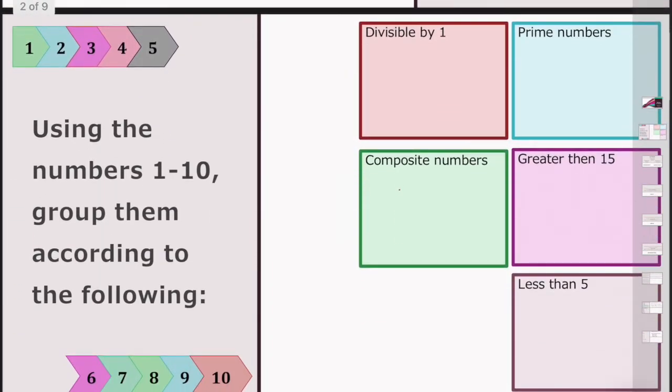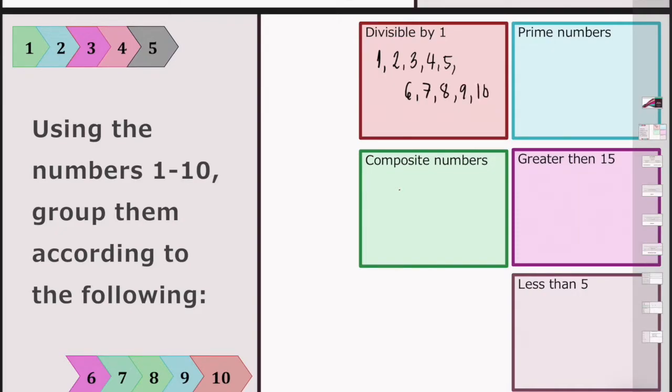So, using the numbers from 1 to 10, group them according to the following: divisible by 1, prime numbers, composite numbers, greater than 15, and less than 15. So let's start with the first group, divisible by 1. And we know all the whole numbers are divisible by 1 and itself. So we have to write here 1, 2, 3, 4, 5, 6, 7, 8, 9, and 10.